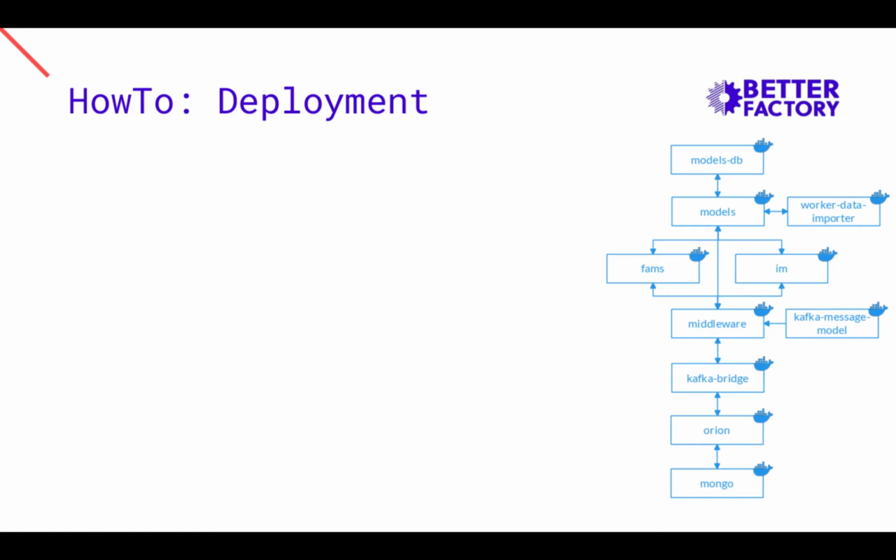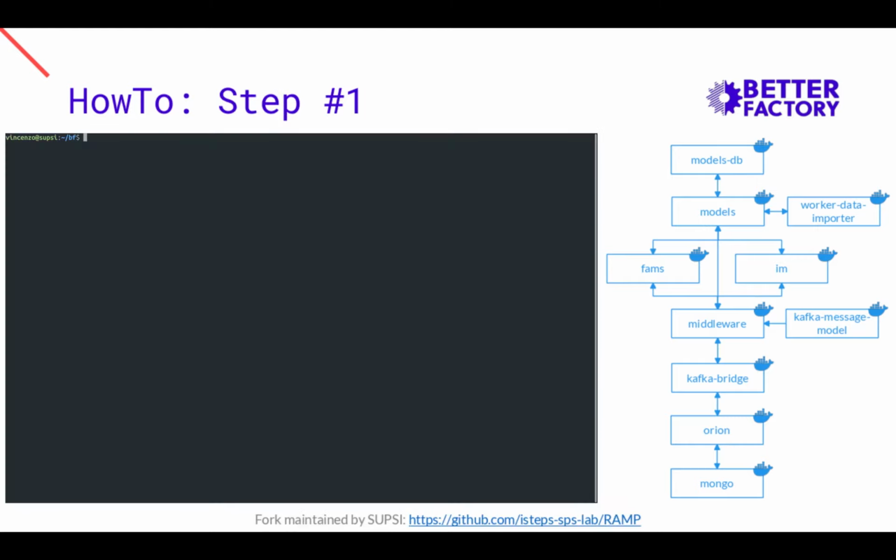Let's see how to deploy FAMS and IM using Docker Compose. At the end of the procedure, we will have the Docker containers deployed on our machine, interacting with each other as depicted in this figure. First of all, we have to download the RAMP repository available in GitHub. We already downloaded it to speed up the demo. We report the link here for your convenience.